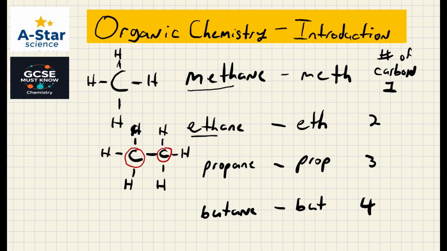And for GCSE, that's all you need to know. You need to know the naming up to 4. Of course, you can do 5, which is pent, and you could keep going all the way up to 10, which is decane, and just continue and continue. But for GCSE, all you need to know is the first 4 prefixes, which is meth, eth, prop, and but.